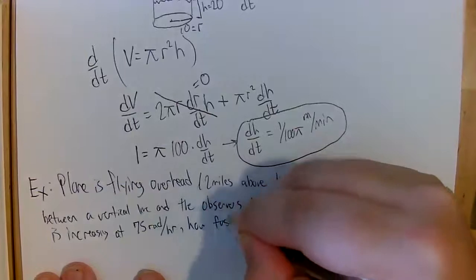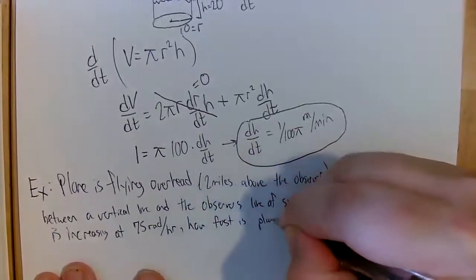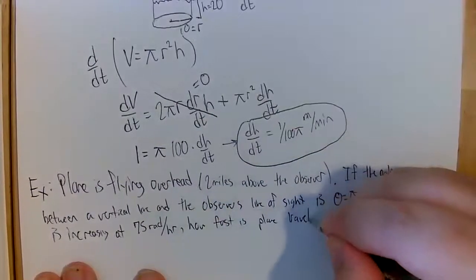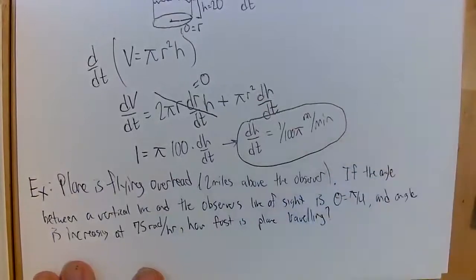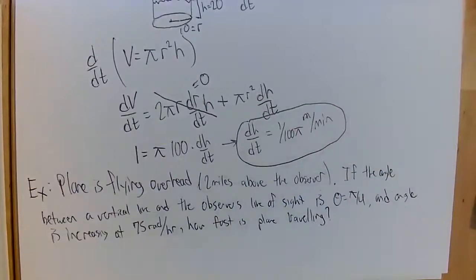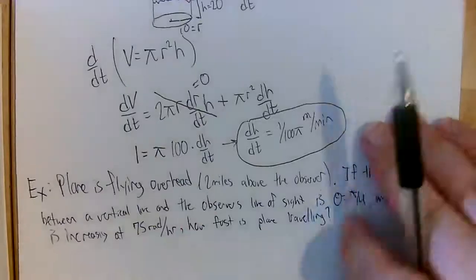How fast is the plane traveling? So if we know how fast we're tilting our head downwards to watch this, and if we know we've tilted our head downwards a total of pi over 4 radians here, then we need to know how fast this plane is going to be traveling here.